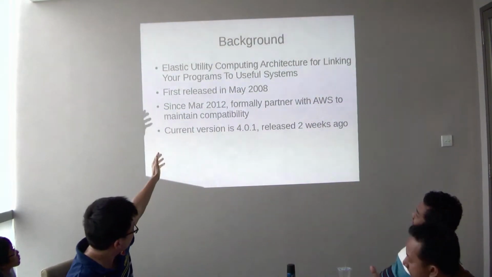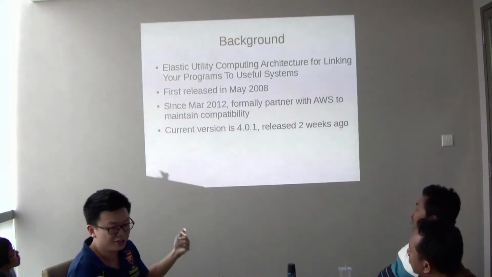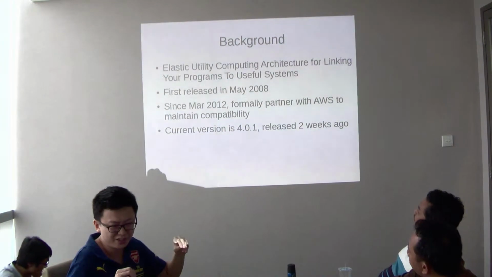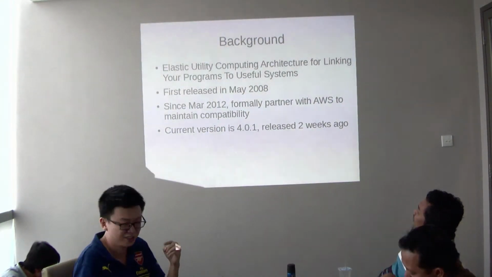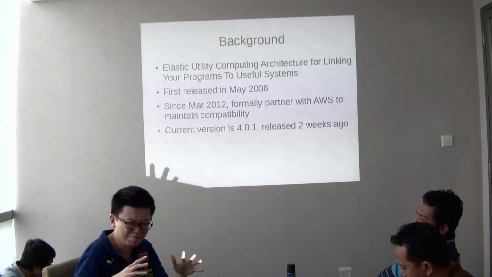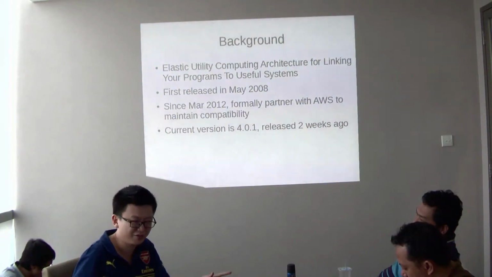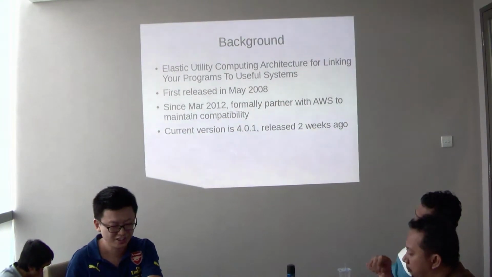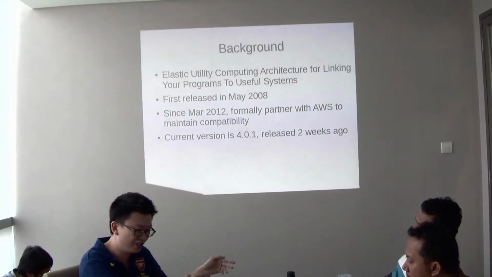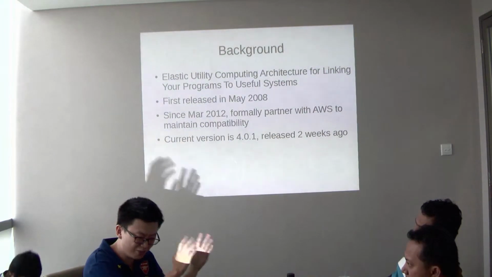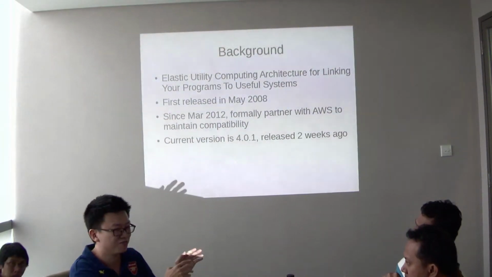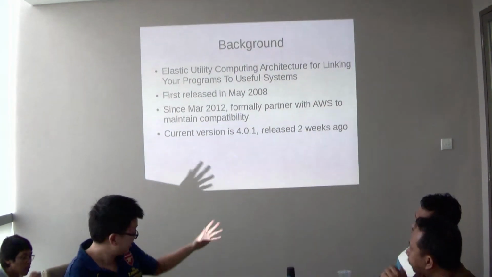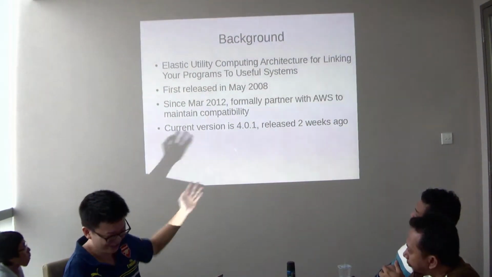It was first released in May 2008, and in March 2012, the Eucalyptus company entered a partnership with AWS so that both sides say they will maintain compatibility with each other. So you can use AWS in your production and staging, and then in your dev and test environment, you are supposed to be able to use Eucalyptus without making much change to your DevOps side. So we will see later whether that is true or not.